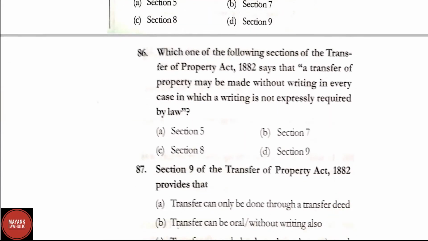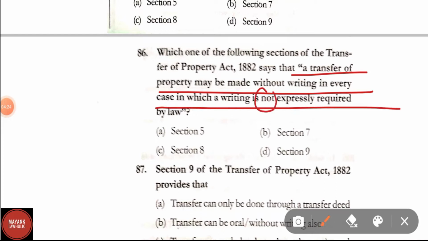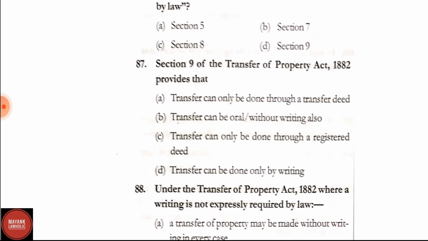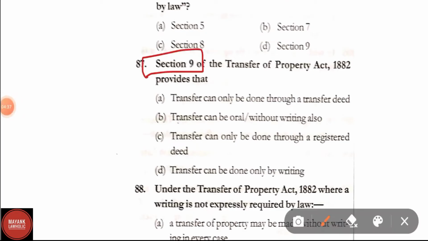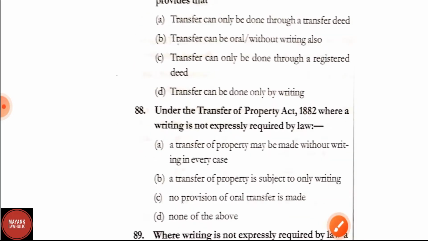Question number 86. Which one of the following section of TPA says that a transfer of property may be made without writing in every case in which a writing is not expressly required by law? Here correct answer is option D, that is Section 9, which talks about the oral transfer of property. Question number 87. Section 9 of the Transfer Property Act provides that transfer can only be done through a transfer deed. Transfer can be oral without writing also. Transfer can only be done through a registered deed. Transfer can be done only by writing. Here correct answer is option B, that is transfer can be oral or without writing also.